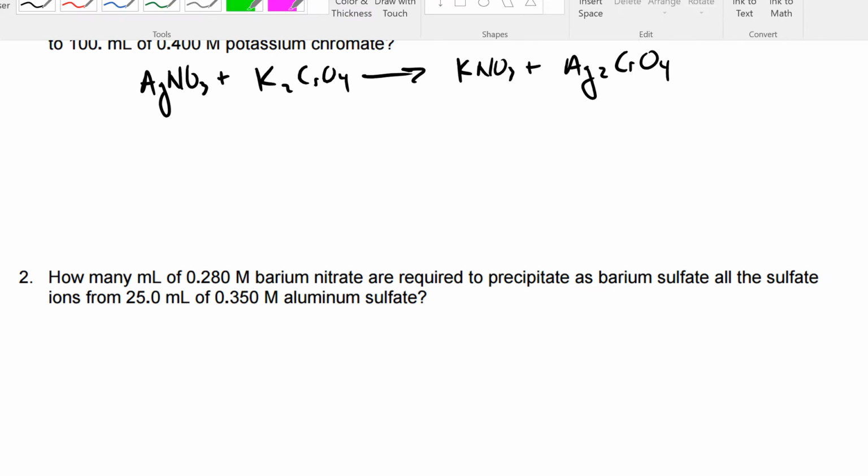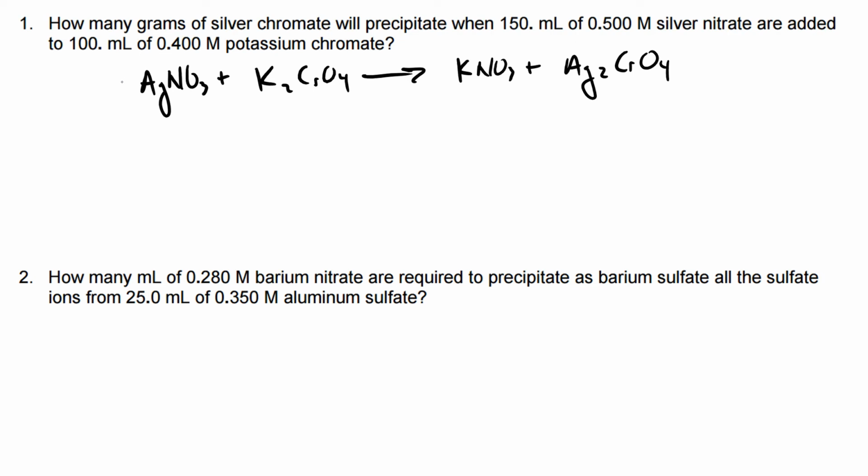At this point, we want to balance our equation. We can do that by putting a 2 in front of the silver nitrate and putting a 2 in front of the potassium nitrate. Looking at the information given in the problem, we're given 150 milliliters of silver nitrate, and we know that it's a 0.5 molar solution that we have 150 milliliters of.